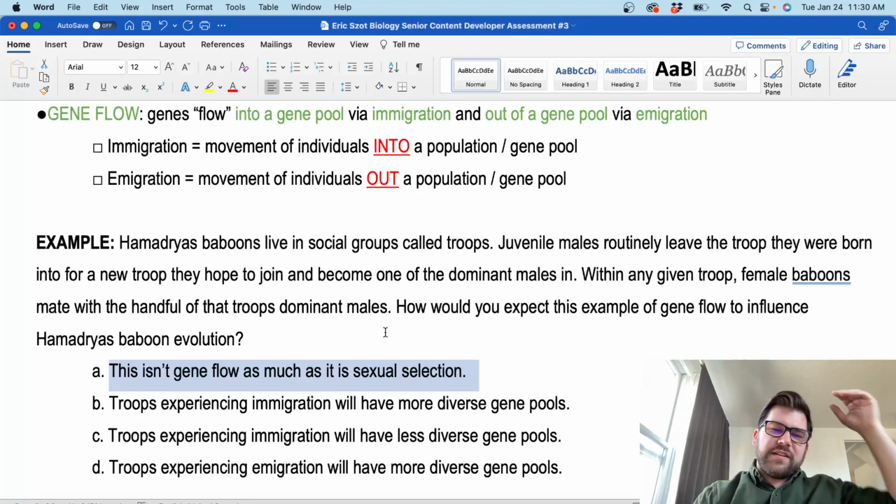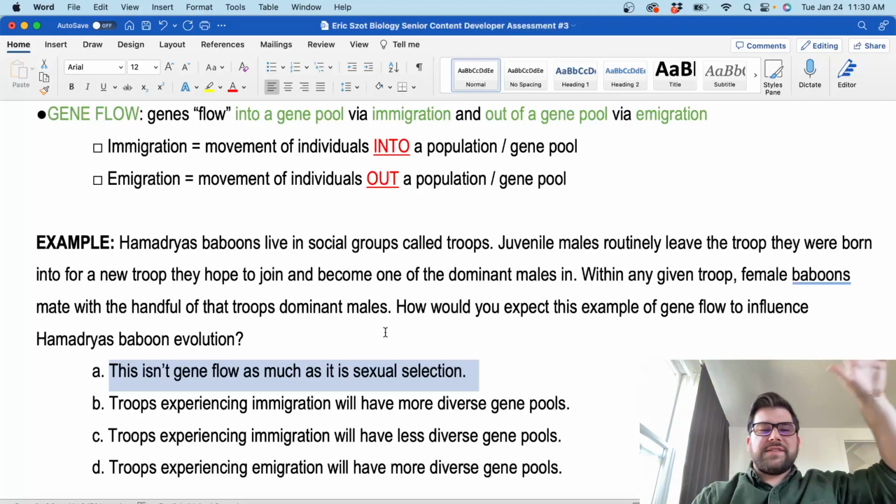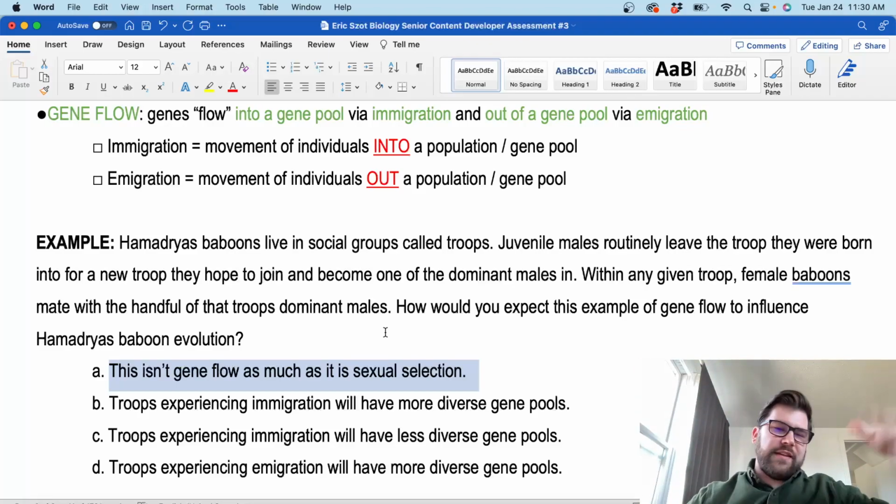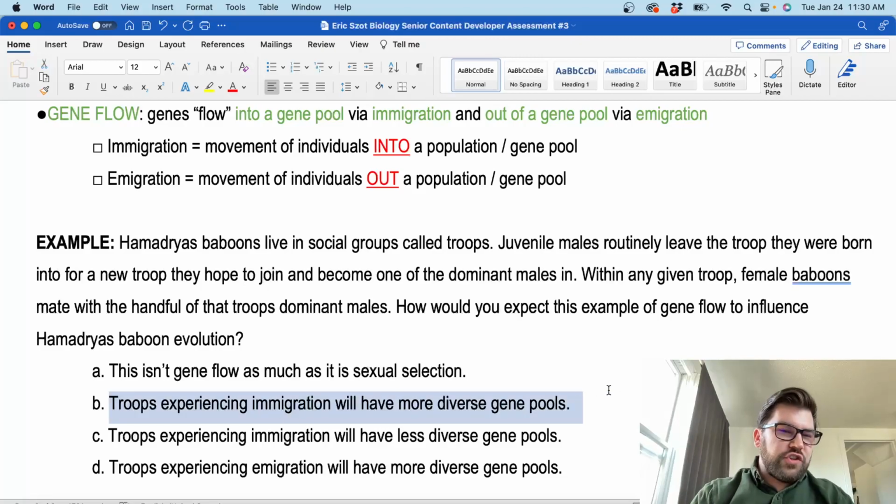A is kind of a gray claim. I don't know if you can claim it's as much or more than gene flow versus sexual selection. Let's see if there are other options here. So B, troops experiencing immigration will have more diverse gene pools. B looks pretty good. Let's keep going, though. Before we commit, let's keep going.